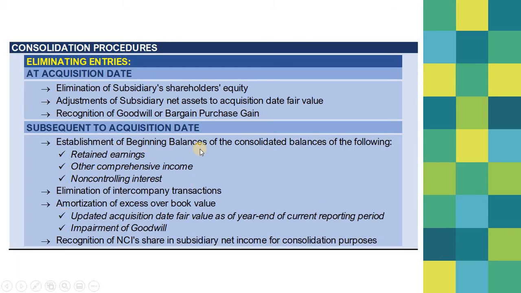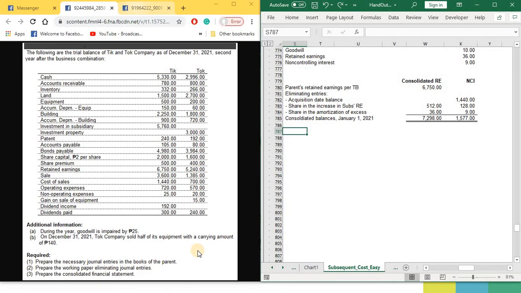So after we establish the beginning balances of these accounts, let's now proceed to the other three eliminating entries for the current year. So these are the elimination of intercompany transactions, amortization of excess over book value related to the current year, and the non-recognition of the non-controlling interest share in the subsidiary's net income for consolidation purposes. Now let's start with the current year eliminating entries. First is the elimination of intercompany transactions.